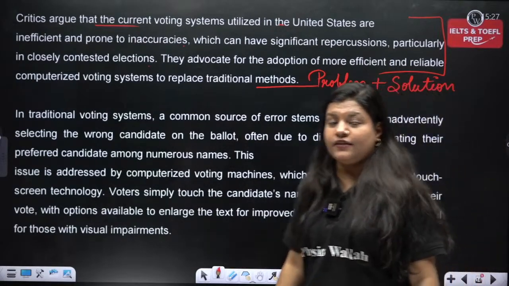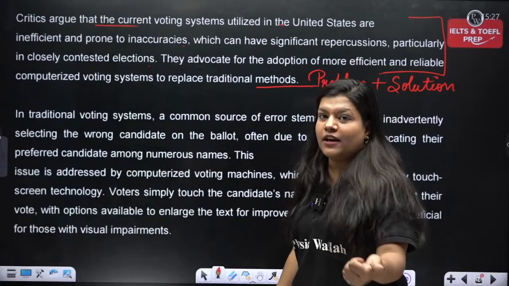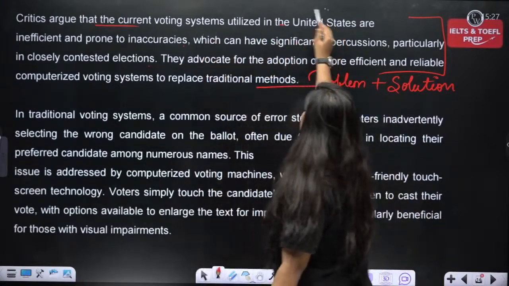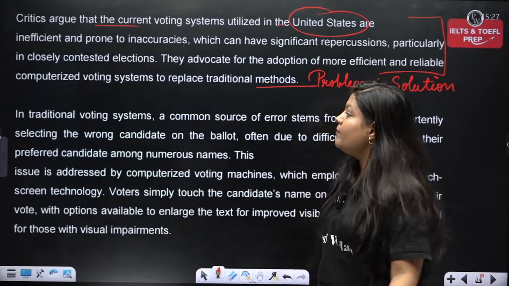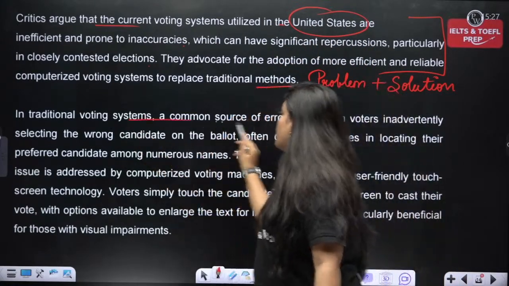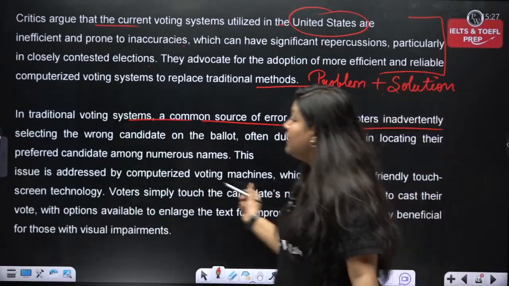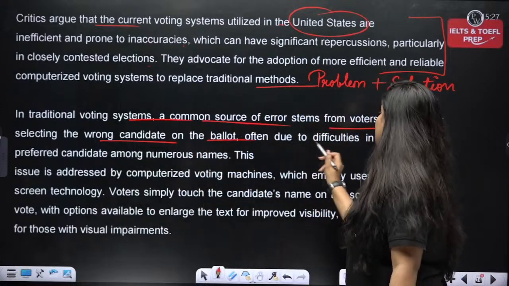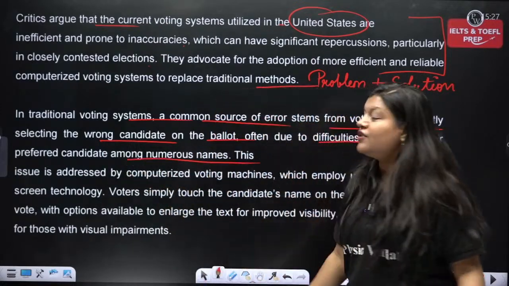Okay, this is what you can see. Now it is talking about the voting problem that people are facing with the current voting system in the United States. Then what is the problem? In the traditional voting system, a common source of error stems from voters inadvertently selecting the wrong candidate on the ballot, often due to difficulties in locating their preferred candidate among numerous names.